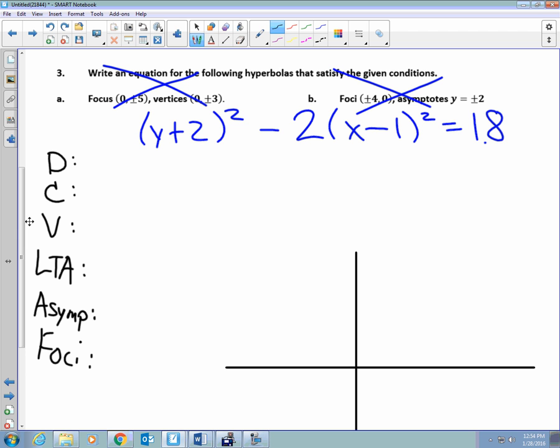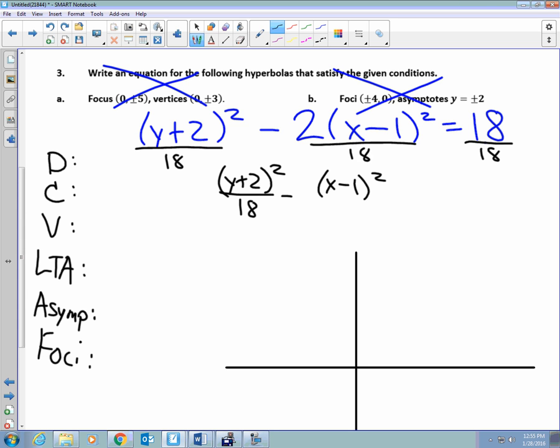What do I have to do first? Divide by 18. So y plus 2 quantity squared over 18 minus x minus 1 quantity squared over 9 is equal to 1. Direction: up, down, right, or left? Up and down. Why is it up and down? y is positive.